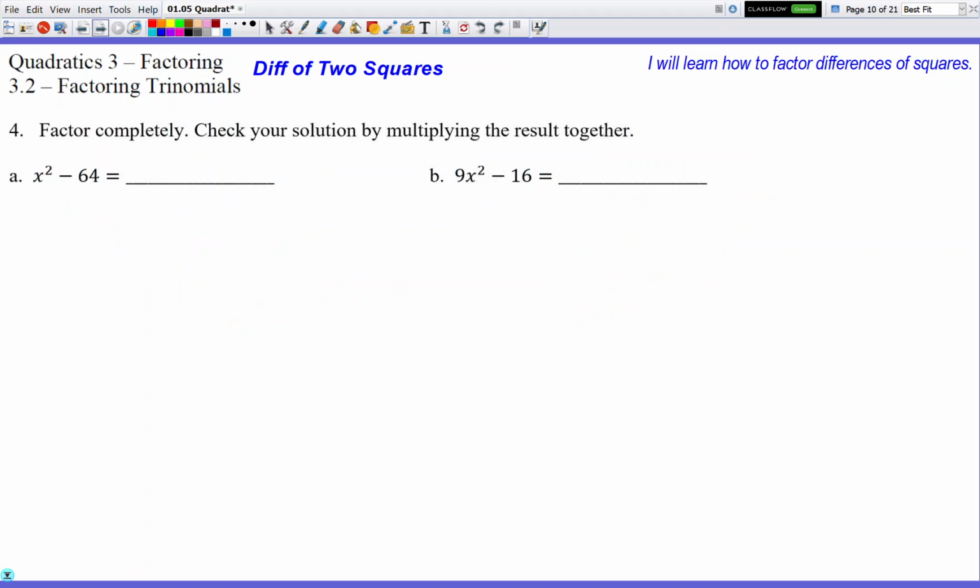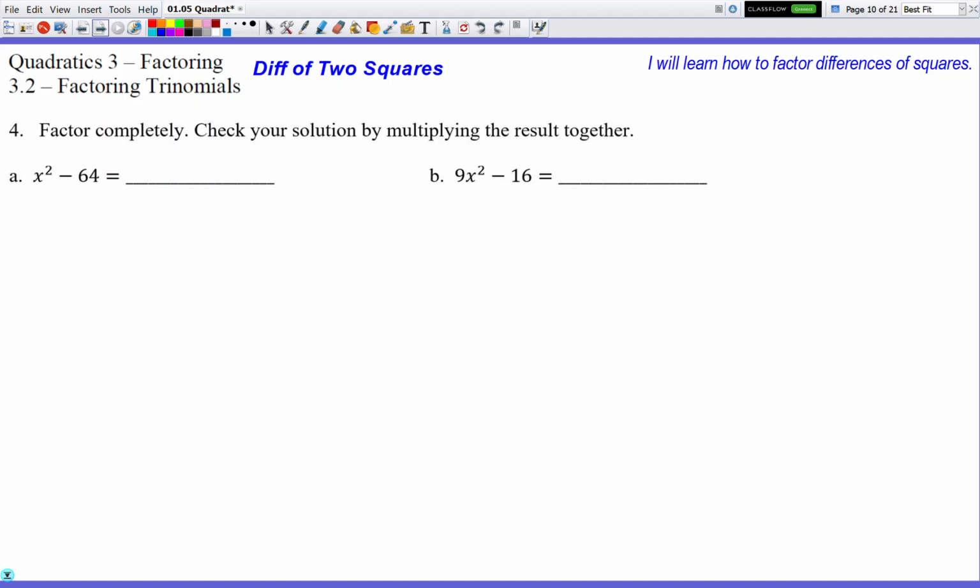Okay, last technique for the day. You're going to do difference of two squares. This technique takes advantage of knowing what are called perfect squares. When I say perfect squares, I mean like 1 times 1 is 1, 2 times 2 is 4, 3 times 3 is 9, 4 times 4 is 16, 5 times 5 is 25, 6 times 6 is 36, and so on. Those are what we call perfect squares.